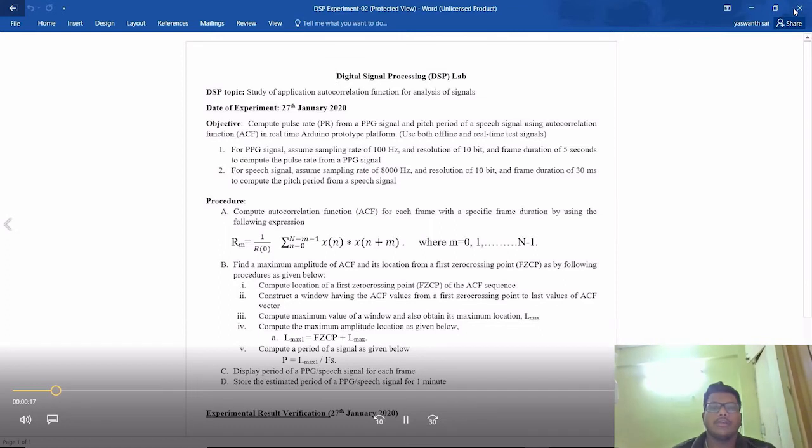Coming to the pitch period. So what is a pitch period? Pitch period is the time required for one glottal cycle. And what is a pitch frequency? The inverse of the pitch period is the pitch frequency.